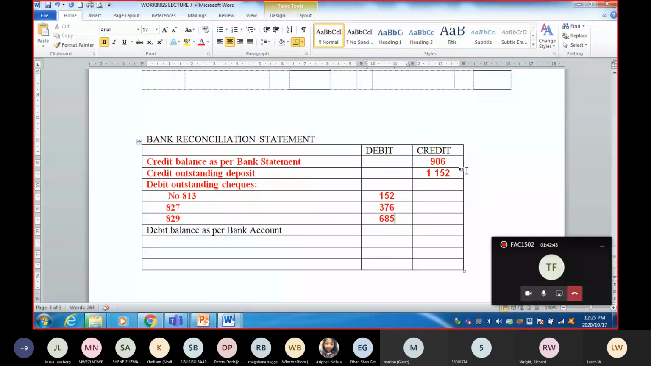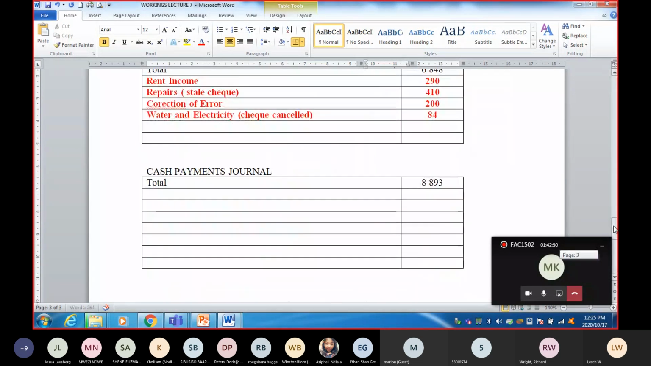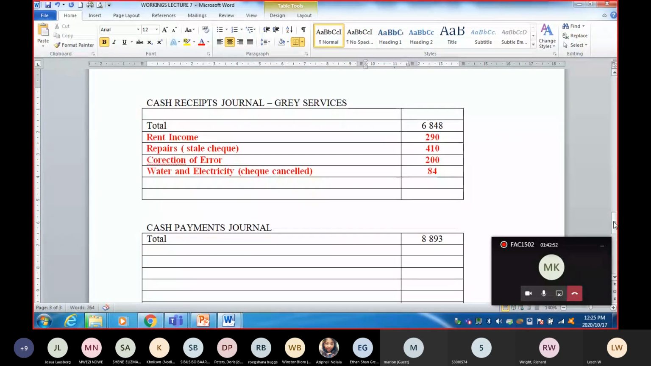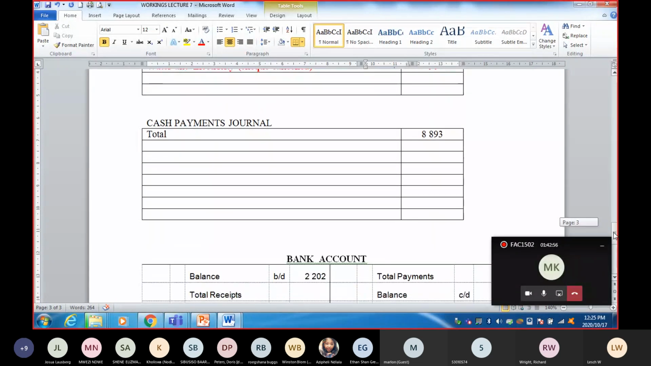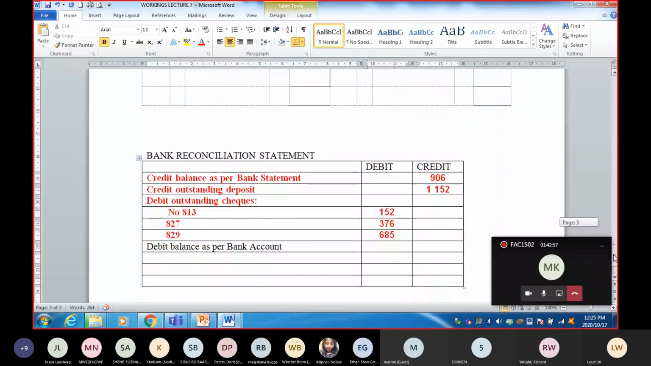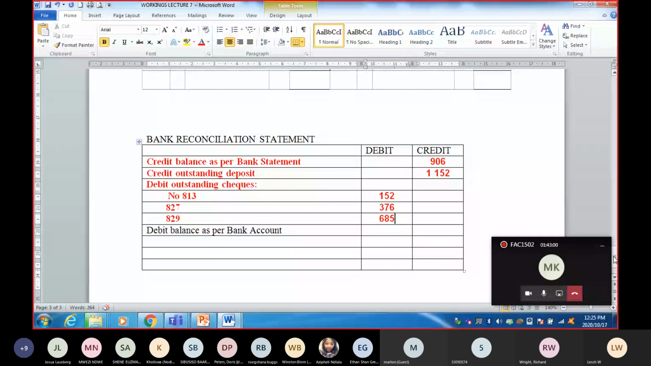Right. I have now recorded all my items, all my entries. I have updated all the records now, the cash receipts journal and the cash payments journal. There's only one more thing that I must do, and I must now compare the debit side of the bank statement with my cash payments journal.